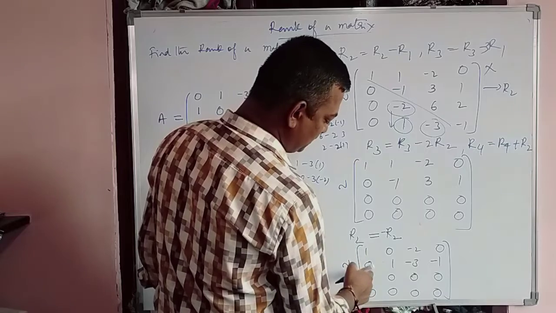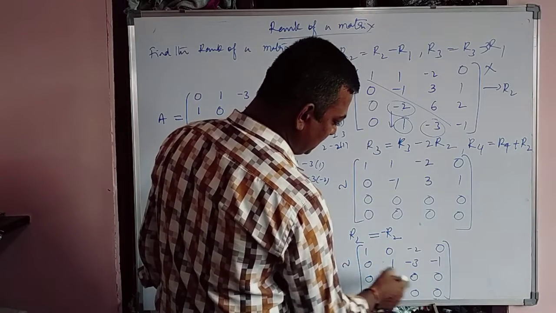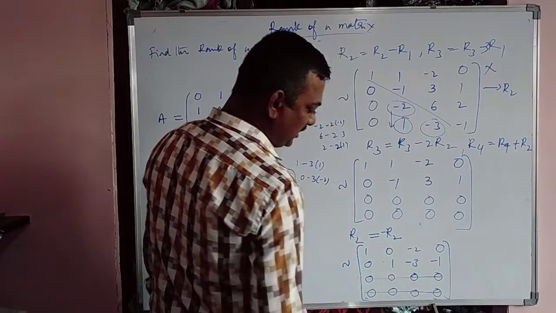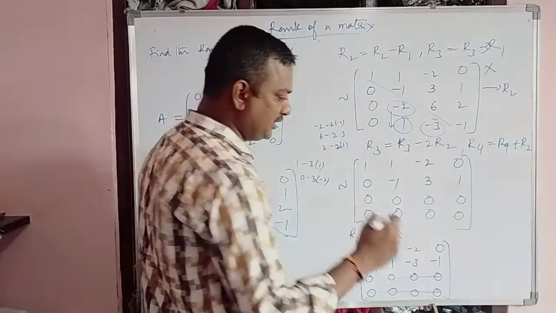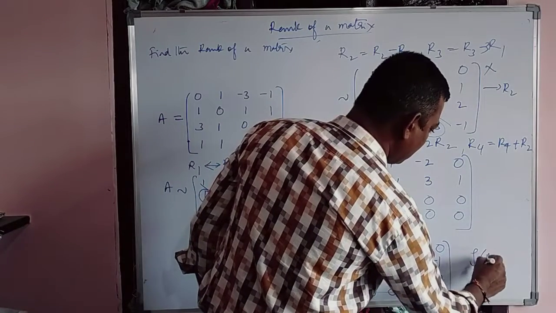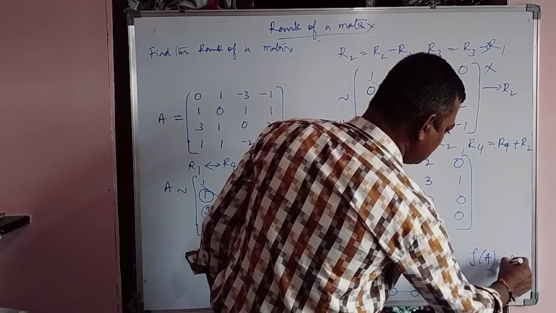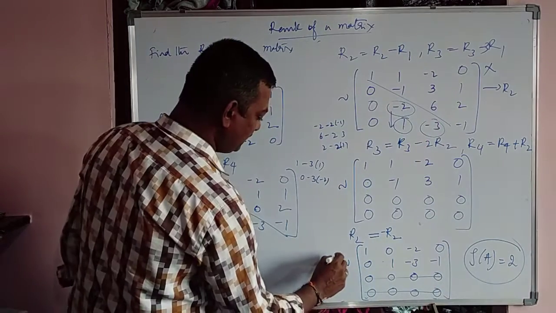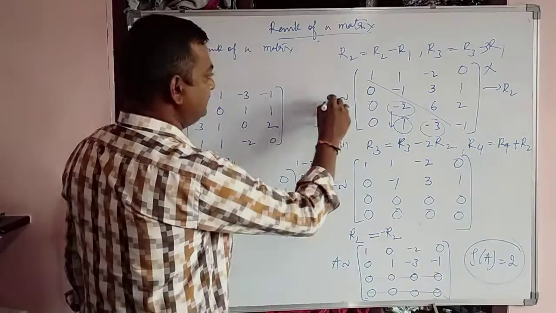So observe the number of non-zero rows here. The first row is a non-zero row, the second row is a non-zero row, and the third row is a zero row. How many non-zero rows? 2. Therefore, what is the rank of the given matrix A? The rank of A is 2. You can write that.